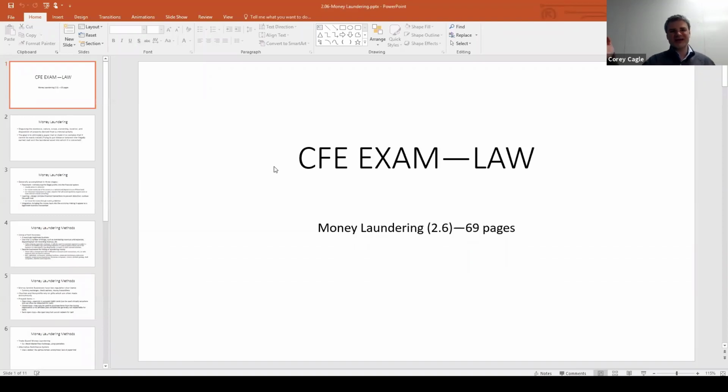Money laundering. This was kind of a fun one to read. Not as meaty as the other one. It's almost as long in page length, though. We ended up with almost 70 pages. Only got about 10 slides out of it.